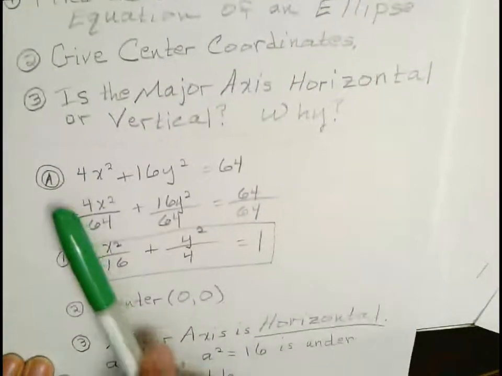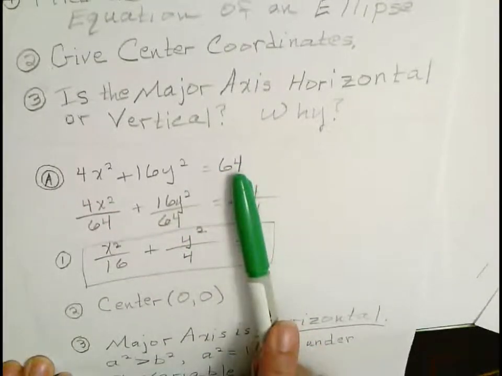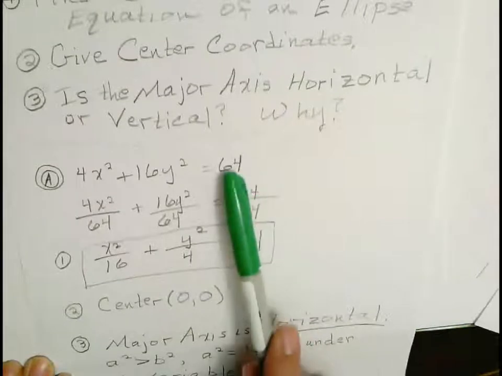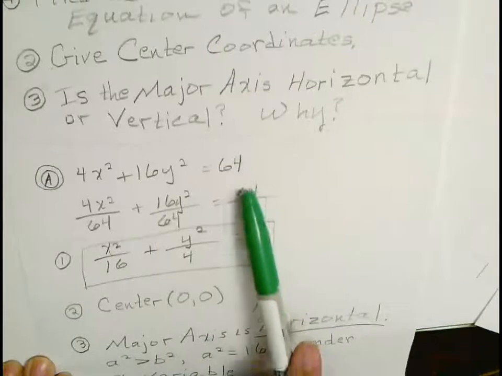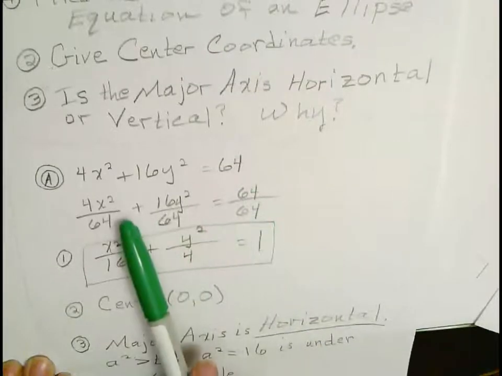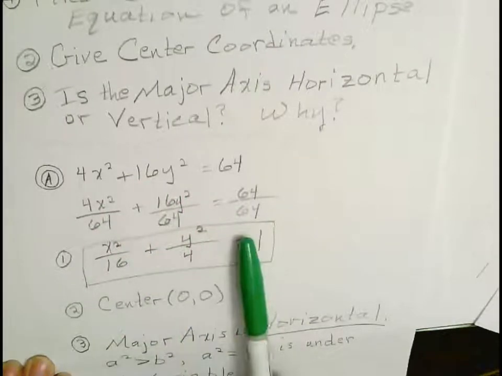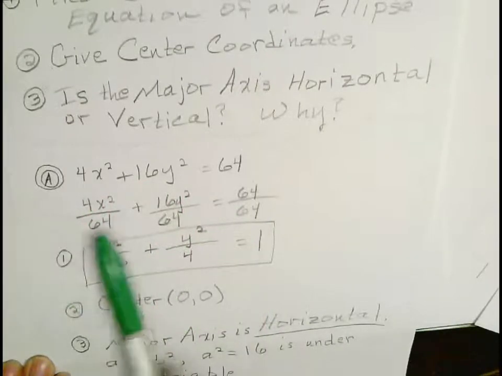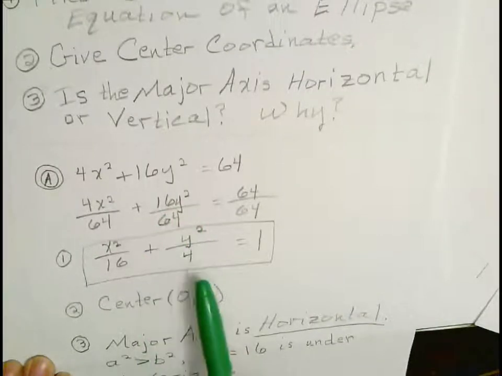And then the last one. Sometimes they don't write the ellipse in the standard form, and we have to do that. When you have the standard form, you always have to have it equal to 1. So you divide whatever this number is by itself, like 64 divided by 64. But to keep the equation equivalent, you have to divide all 3 terms by 64. 4 into 4 once, 4 into 64 16 times. 16 into 16 once, 16 into 64 4.